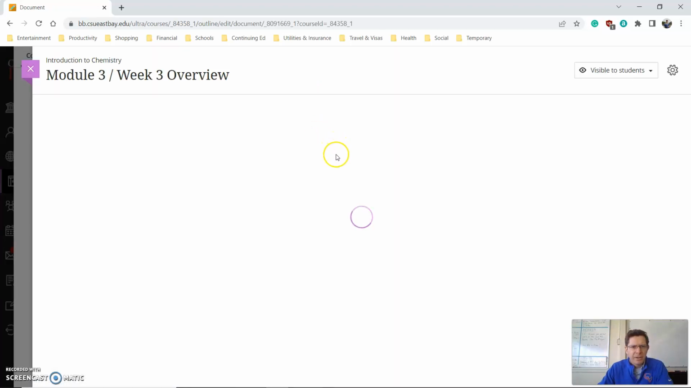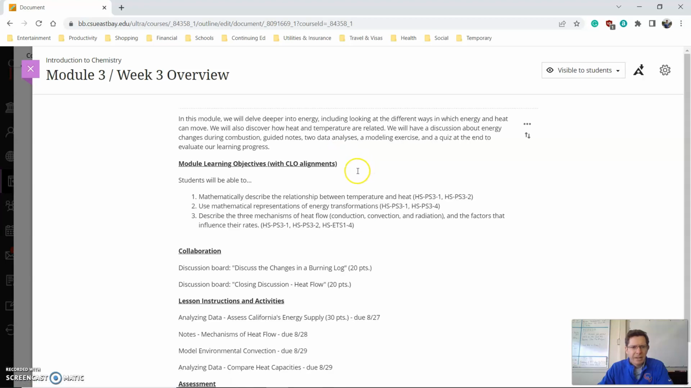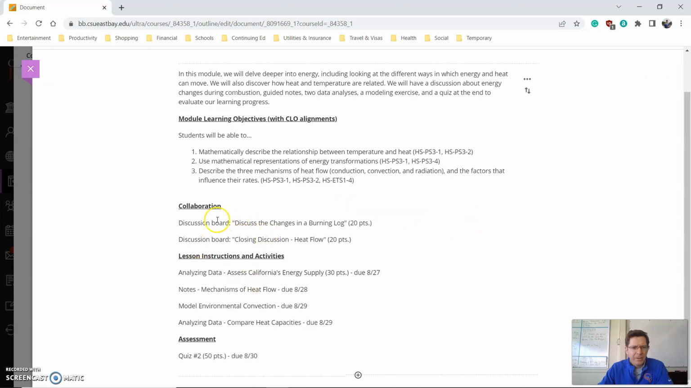So let's take a look here at the overview. And we're going to be looking at the mathematical relationship between temperature and heat and representing energy transformations using math and looking at the three mechanisms of heat flow. And those are the activities and discussions and assessments right there.